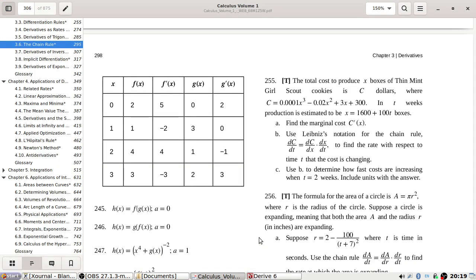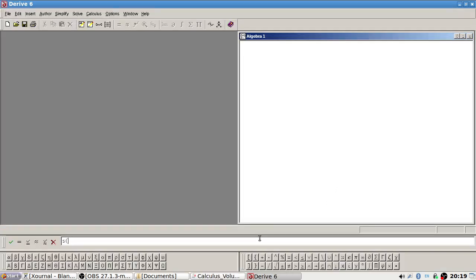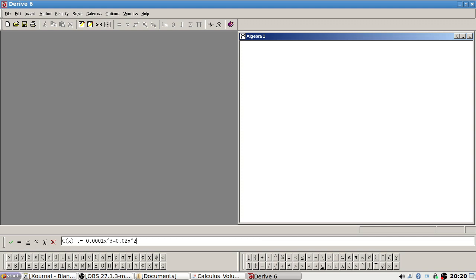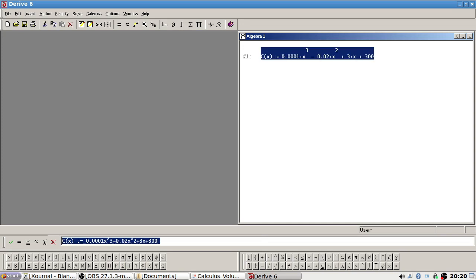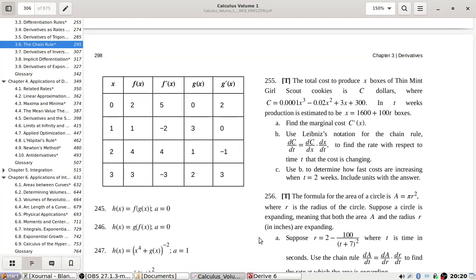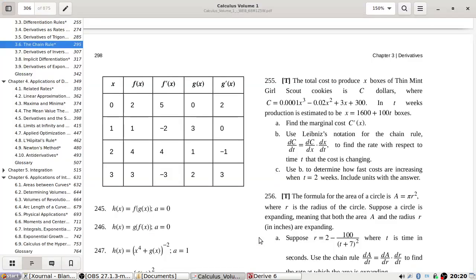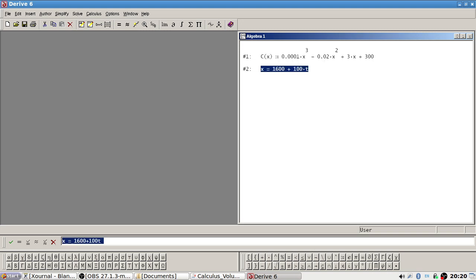Now, the total cost to produce x boxes of Thin Mint Girl Scout cookies is C dollars, where that's the formula for C: 0.001 x cubed minus 0.02 x squared plus 3x plus 300. That's the cost to produce x boxes, and in t weeks production is estimated to be x equals 1600 plus 100t. Find the marginal cost. Okay, so that is the derivative.